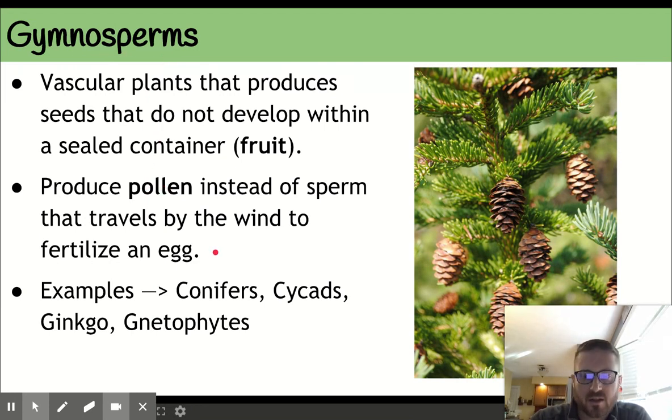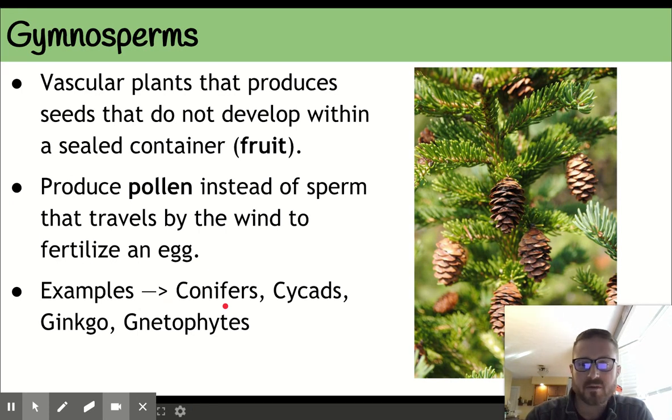Gymnosperms do produce pollen instead of sperm, so that's a huge evolutionary advantage or adaptation coming from the ferns. The pollen can travel and fertilize the egg without relying on water to swim through. So pollen is nothing more than plant sperm that no longer swims like sperm. It's the male gamete.